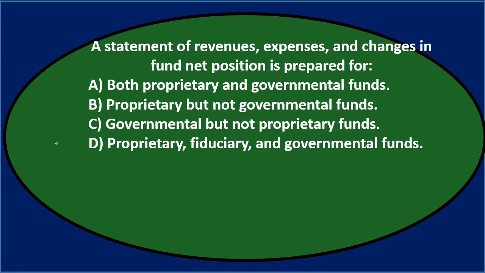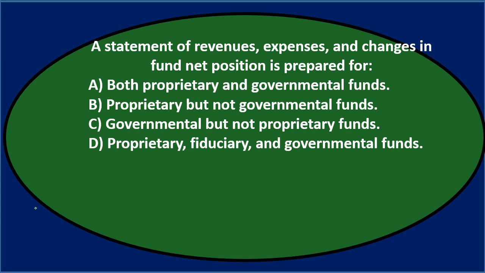Next question. Which statement of revenue, expenses, and changes in fund net position is prepared for? A statement of revenue, expenses, and changes in net fund position is prepared for either A, both proprietary and governmental funds, B, proprietary but not governmental funds, C, governmental but not proprietary funds, D, proprietary, fiduciary, and governmental funds. Let's go through this again using the process of elimination. A statement of revenue, expenses, and changes in fund net position is prepared for.